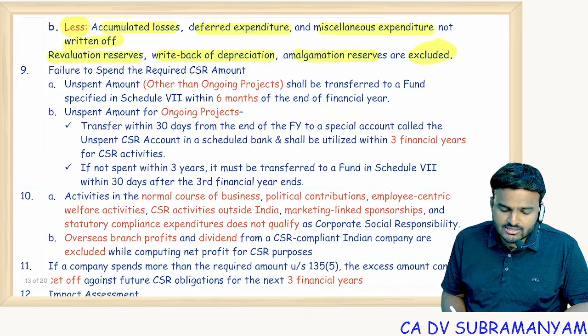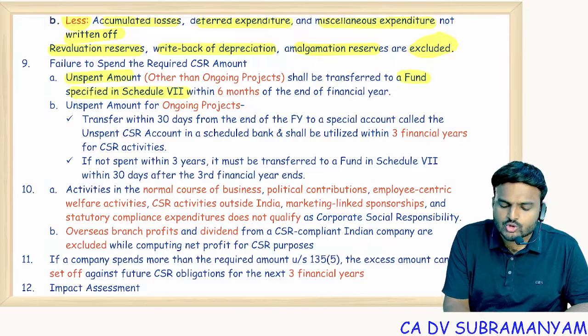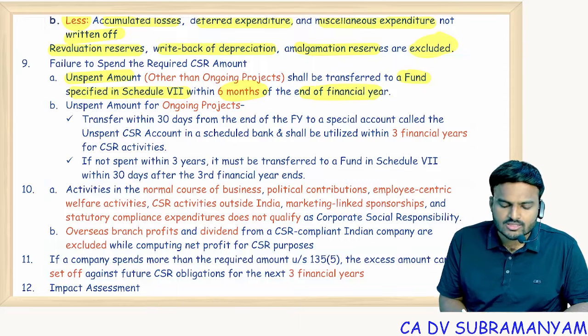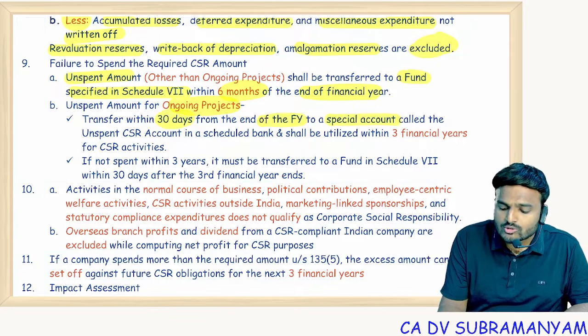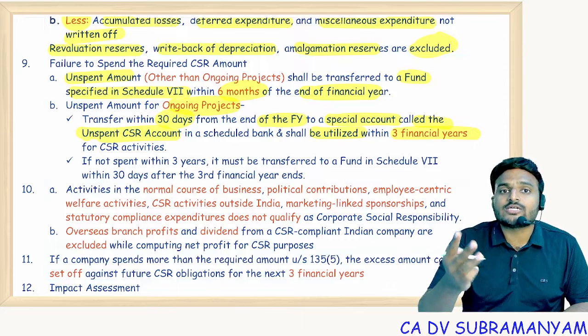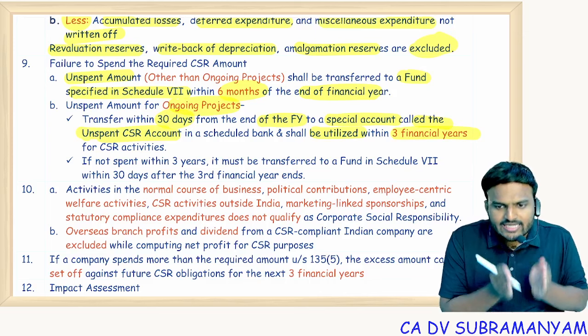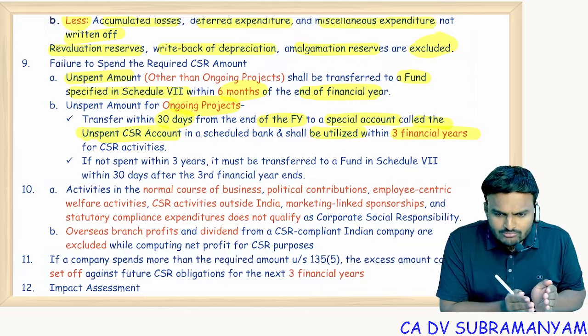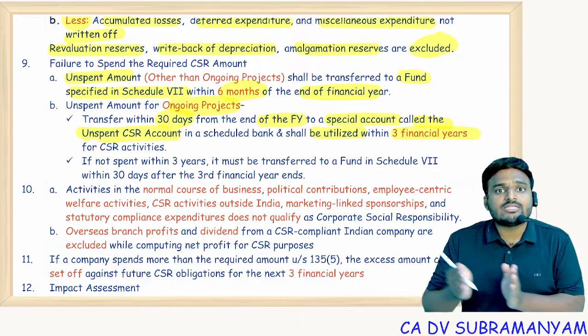About unspent CSR amounts: unspent CSR amounts shall be transferred to the fund specified in Schedule 7 within 6 months from the closure of the financial year. But for an ongoing project, the unspent CSR amount shall be transferred within 30 days from the closure of the financial year to a special account called the unspent CSR account and utilized within 3 financial years. For an ongoing project, the duration would be more than 1 year but cannot exceed 3 future years. If you started a project this year and complete it in the current year itself, it is not an ongoing project. If it goes beyond 1 year, it will be an ongoing project subject to board approval. But this should be completed within the next 3 years.